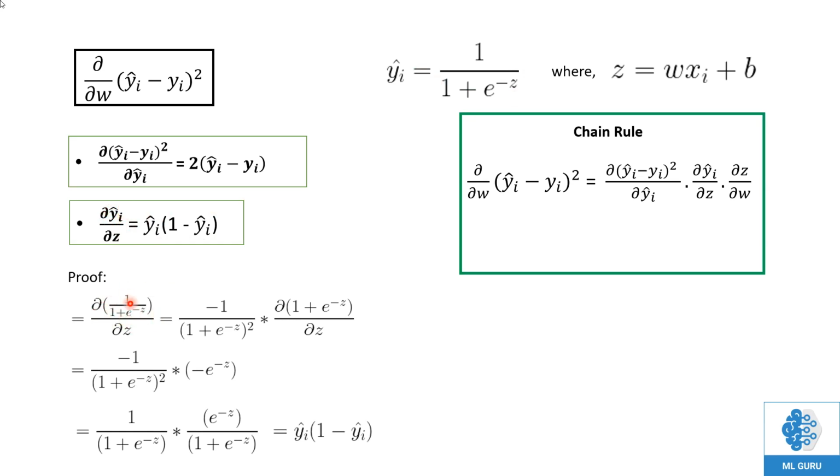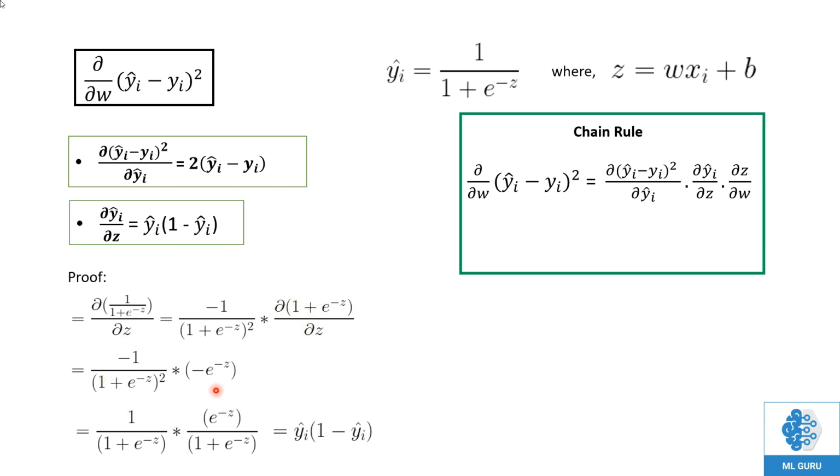Now imagine this is 1 over x, and you have to calculate the derivative of 1 over x with respect to x, which is nothing but minus 1 over x square. So you have written this, instead of x you have 1 plus e power minus z. But now we have to also calculate the partial derivative of this term inside this bracket with respect to z and multiply it. So this particular term I have written as it is, and the derivative of 1 plus e power minus z with respect to z is nothing but minus e power minus z, because the derivative of a constant is 0. So you get this.